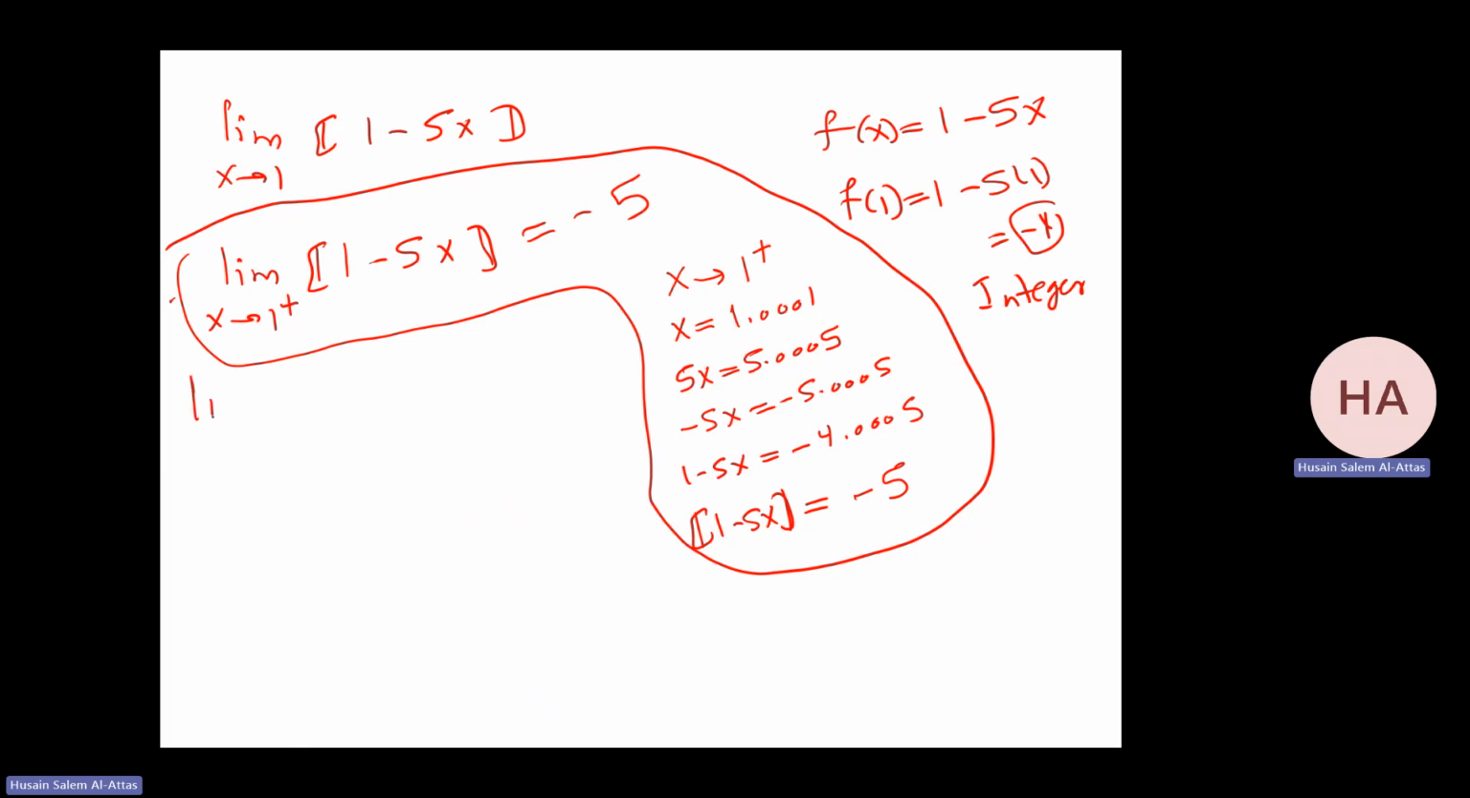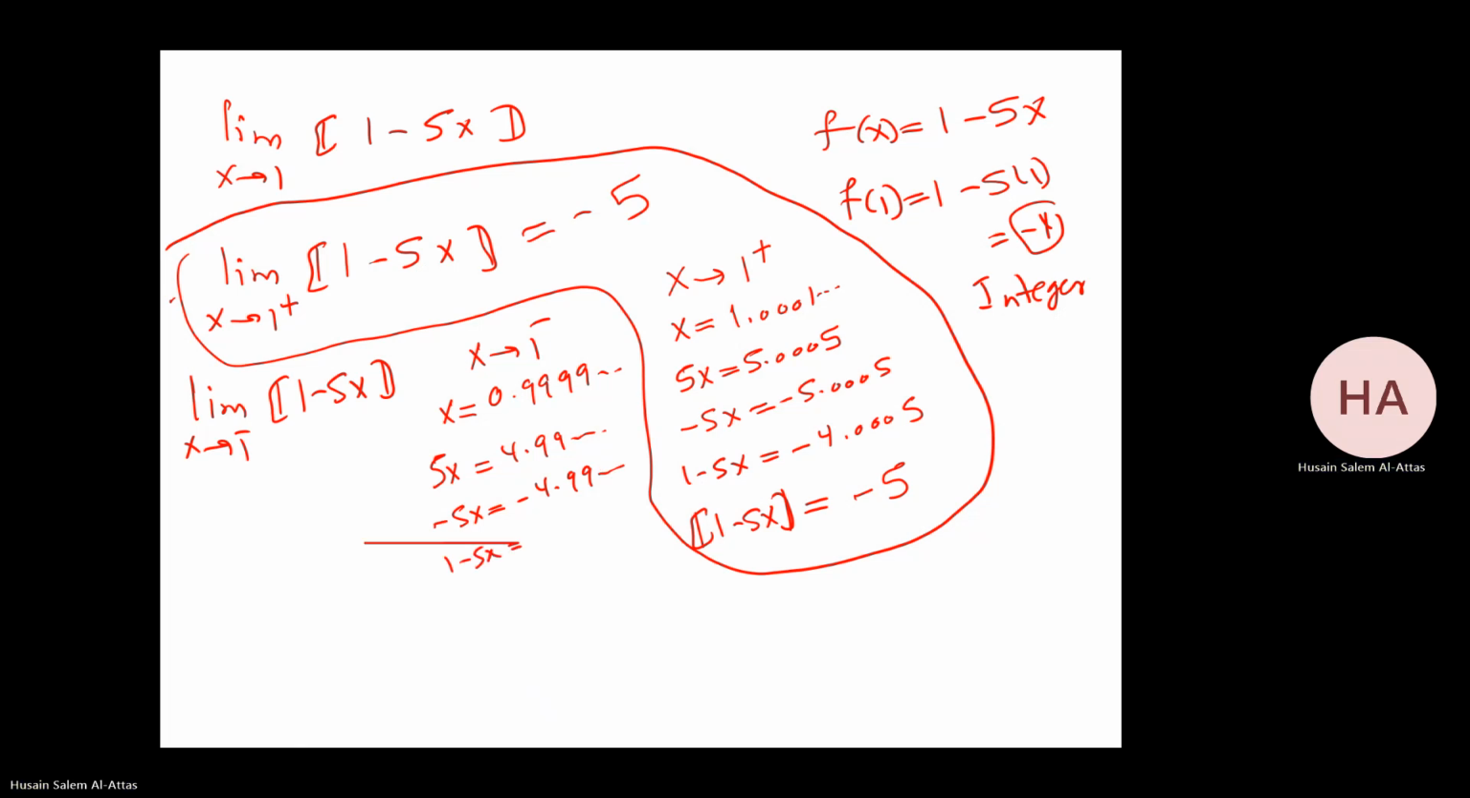Okay. Now we'll do the limit as x goes to 1 from the left for the same function. I want to do x as 1 from the left, so I start with x less than 1, like 0.9999 something. Multiply by 5, it will not reach 5. It will be 4.9 something. Multiply by minus, that will be minus 4.9 something. Add 1, that will be minus 3.9 something. Now, what is the greatest integer of this? It will be minus 4. So the answer of this will be minus 4.